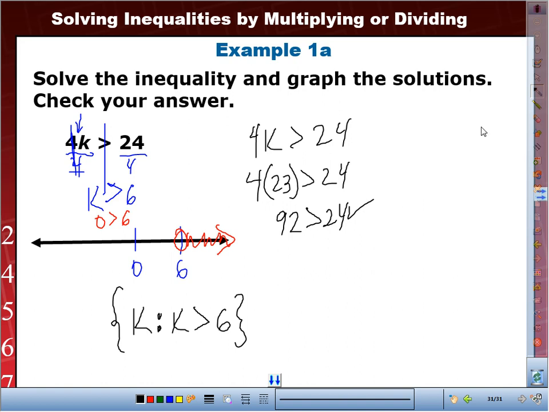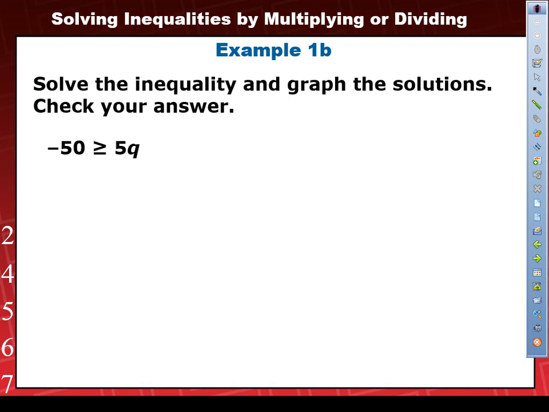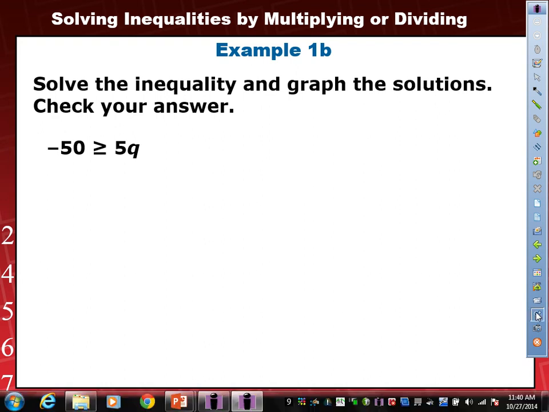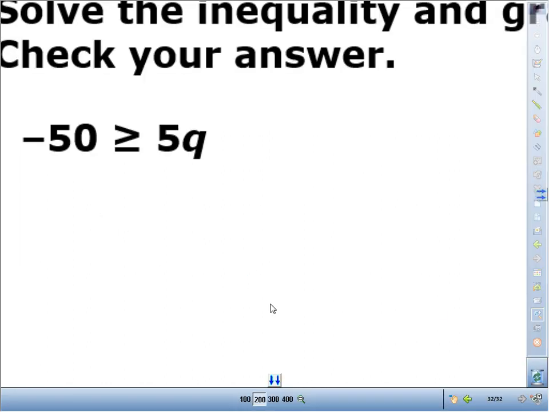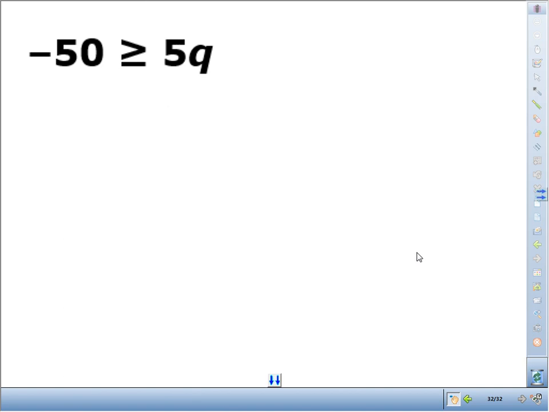Okay, let's do another one. Here we go. Copy this one. You do this one by yourself. Example 1b. You don't have to copy the instructions anymore. You already have them. Just write example 1b and copy the inequality. Let me zoom in for this one. The inequality is negative 50 greater than or equal to 5q. Copy that and solve, please.